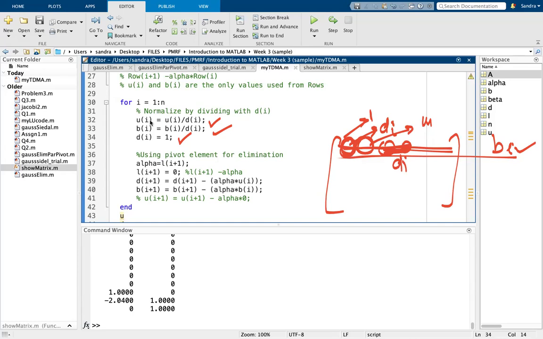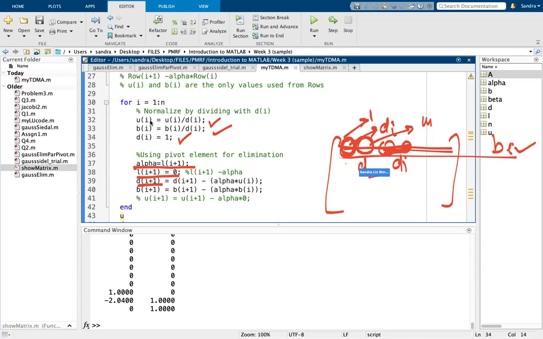So alpha is nothing but the lower diagonal value. Straight away you can write that. And then the formulas are there straight away. That is, the next lower diagonal value will be 0. The below value, basically D2, D2 is equal to D2 minus alpha times UI.